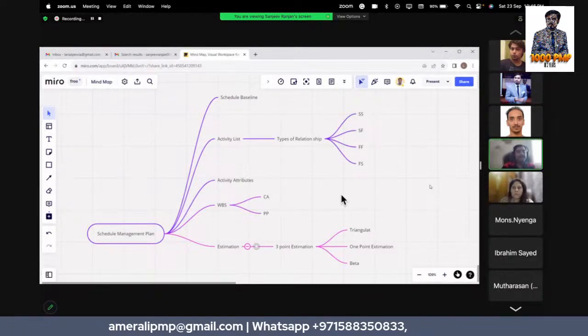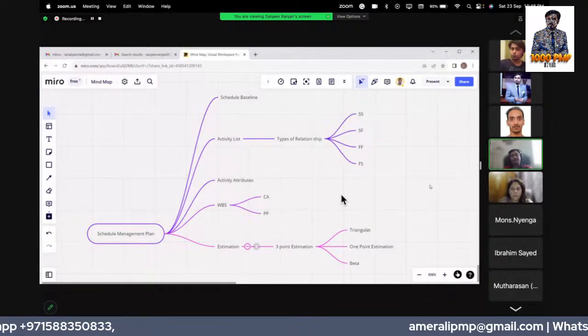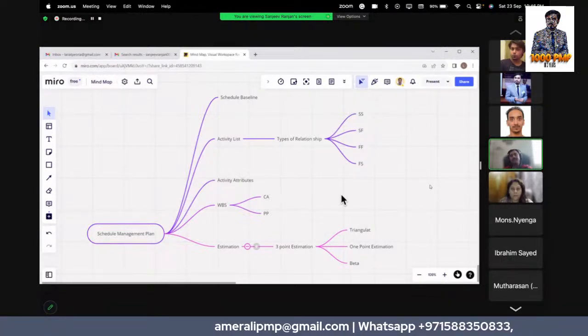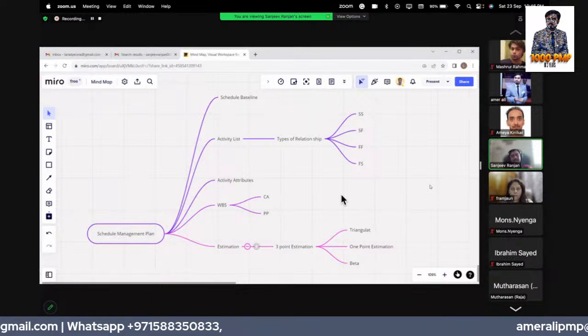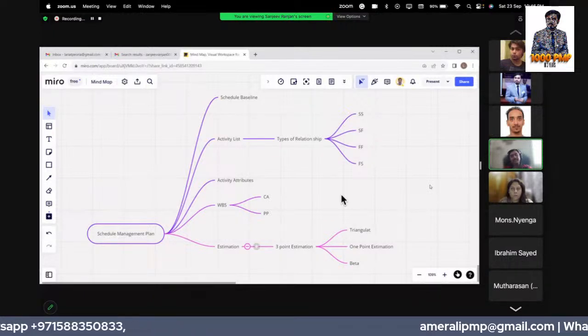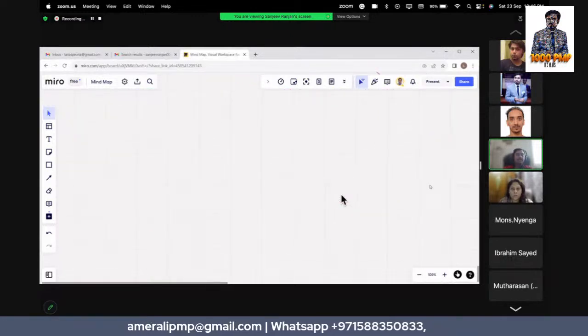Okay. So schedule management plan, we have schedule baseline, activity list, different types of relationships we have maintained: start to start, start to finish, finish to start, and finish to finish. WBS, activity attributes, estimation: we have three-point estimation, triangular, one point, and beta estimation. I guess we have covered this much only, Amir.